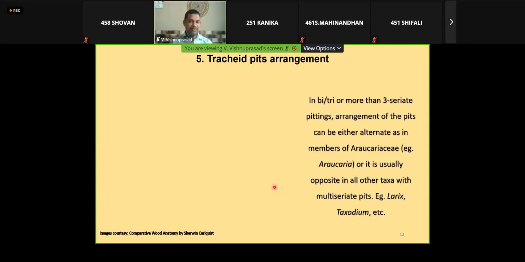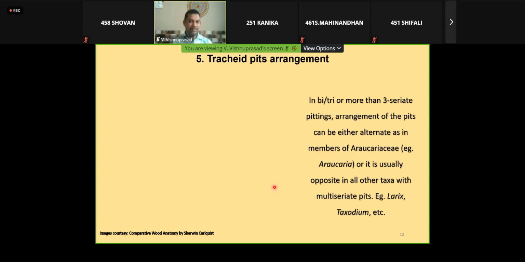That's called opposite arrangement. Similarly, if you see the alternate, now you can see the difference. In alternate arrangement, there's one here like a crisscross, one here, then on one side, then again here, then here, then here. It's not opposite. So the tracheid pit arrangement is again a genetic feature.